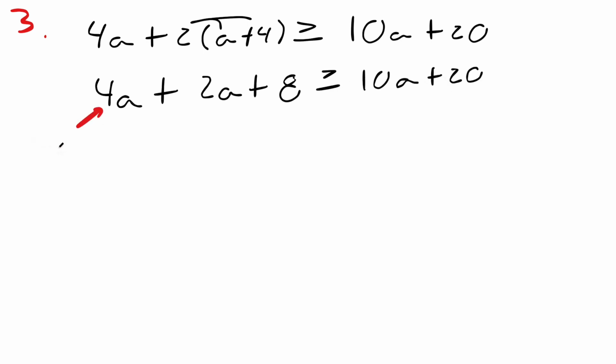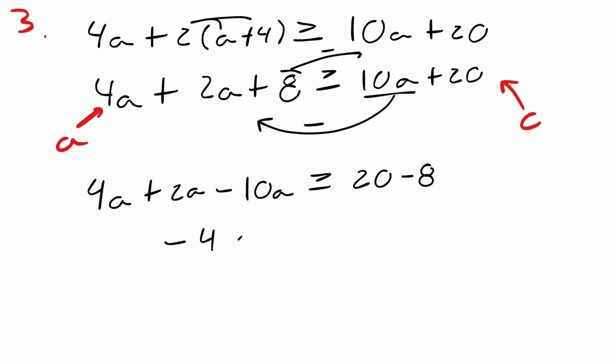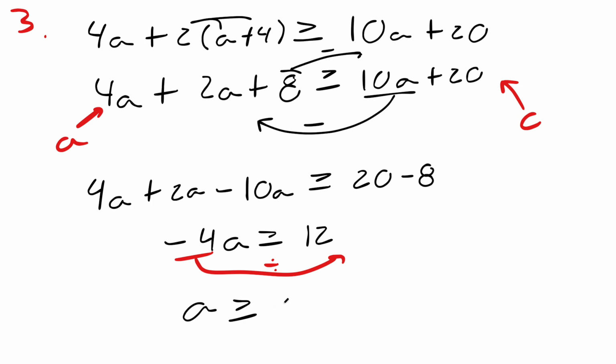Let's say that I want the a's on this side of the inequality and the constants on the other side. So we pass the 10a to the other side to subtract since it's adding, and the 8 to the other side to subtract since it is adding as well. 4a plus 2a minus 10a is greater or equal than 20 minus 8. 4 plus 2 is 6 minus 10 is negative 4a greater or equal than 20 minus 8, leaving us with 12. Now we want to pass the negative 4 to the other side to divide since it's multiplying. And so it would be a greater or equal than 12 over 4 with a negative sign to it.